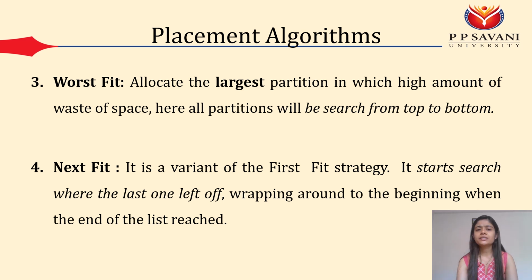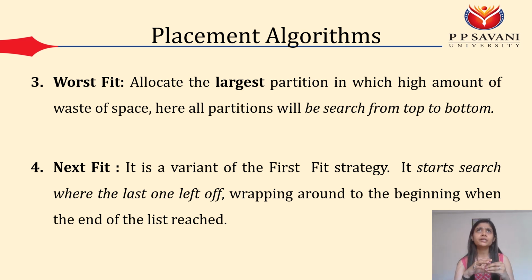Now the worst fit is the reverse of best fit. It will find out the largest partition in the memory and allocate that particular process into the largest partition. So obviously the amount of unutilized space is going to be more compared to best fit. And next fit is a variant of first fit.